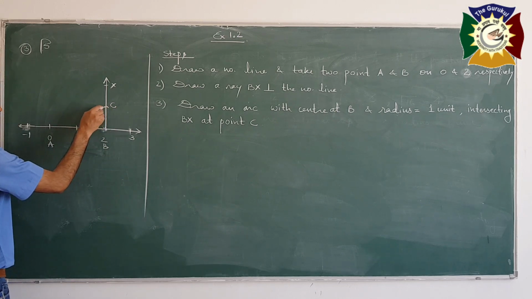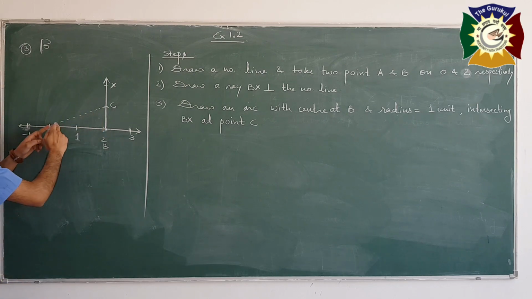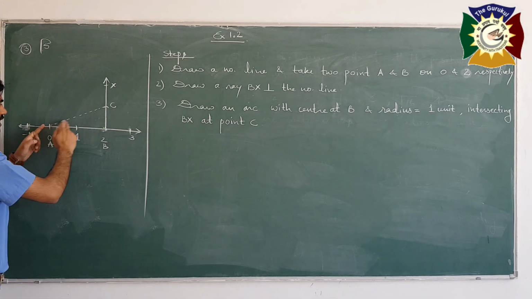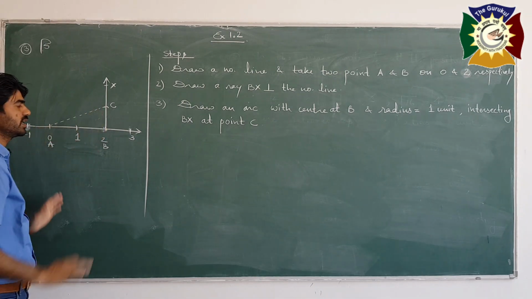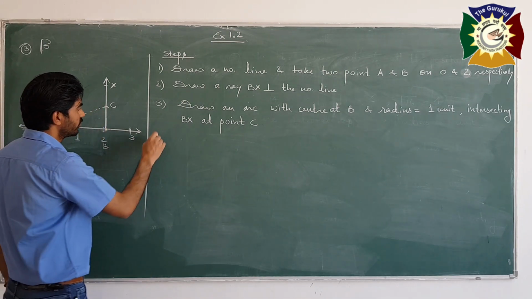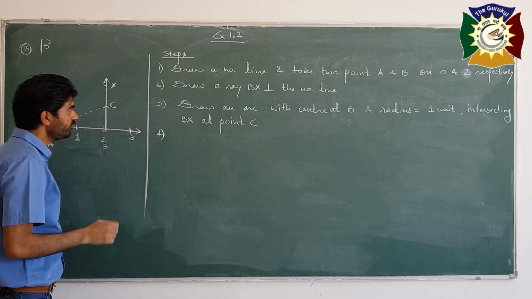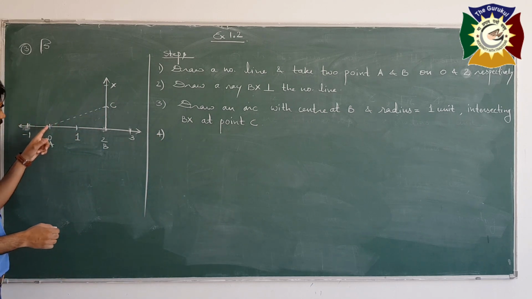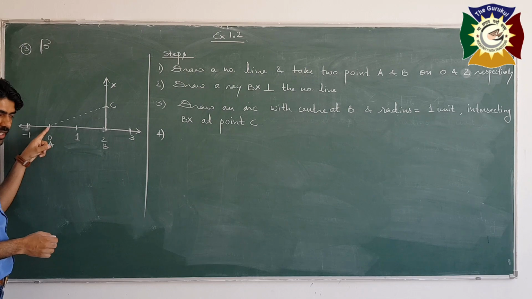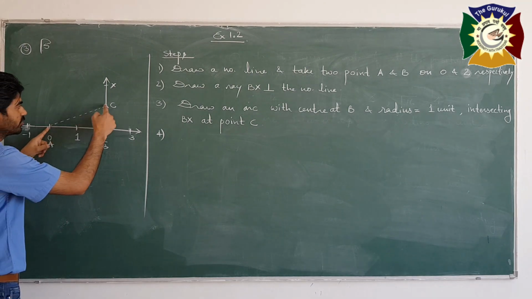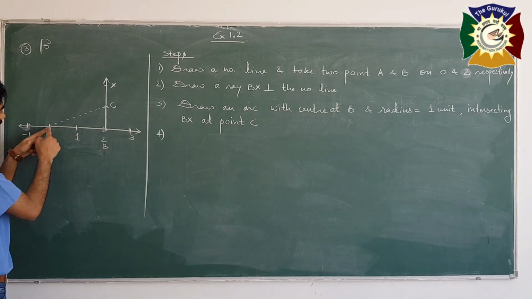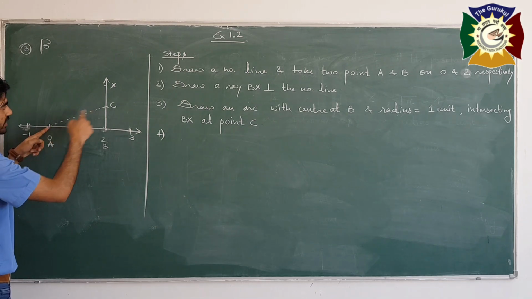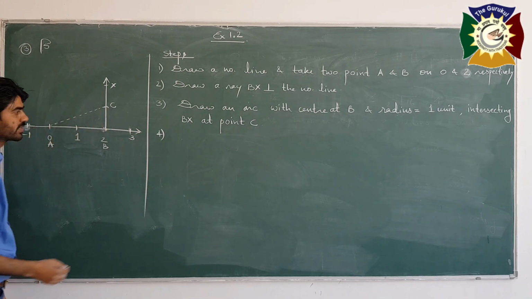So we can join this C to A. We will keep this line as dotted because this line is not the required line. So we can keep it as dotted. So fourth step. Now we will put the compass on point A and we will open it up to C. It means we will draw again an arc by taking center at A and radius equal to AC.